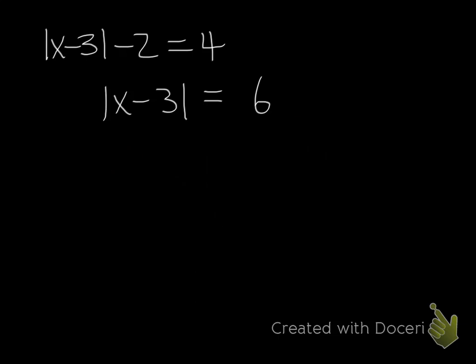To do this algebraically, we have to invoke two cases, the positive and the negative case of the original function, x minus 3.